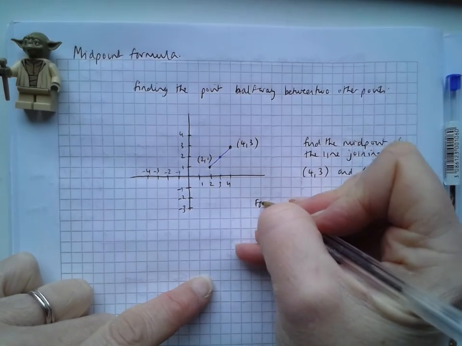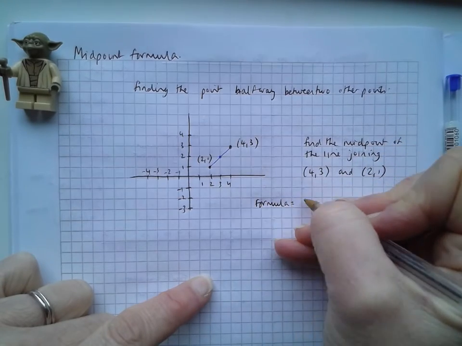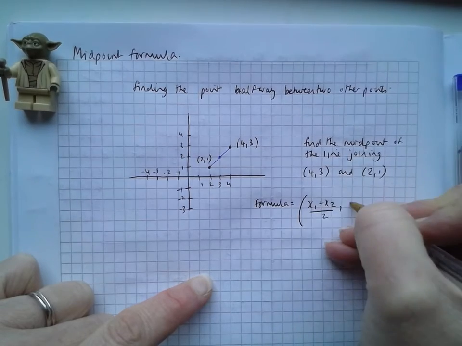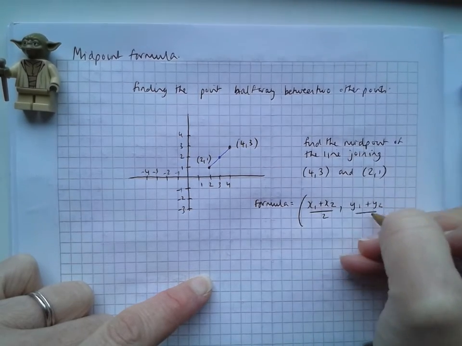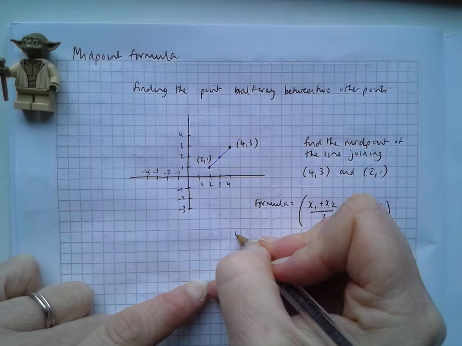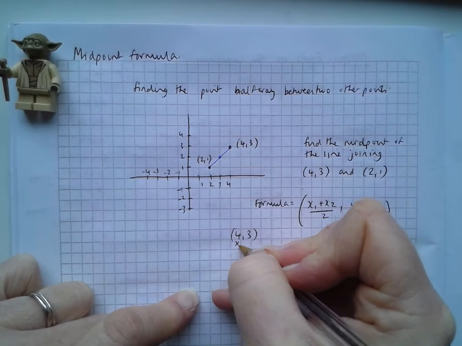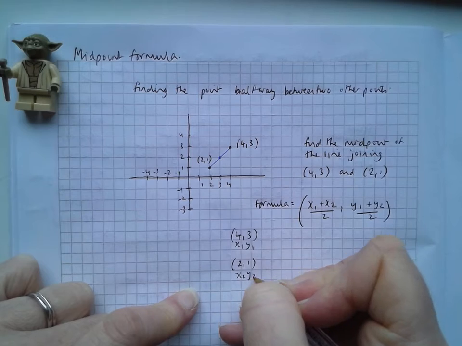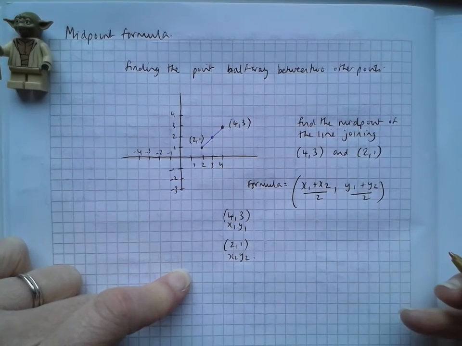And the formula is in your tables book. x1 plus x2 over 2, y1 plus y2 over 2. So in this case, 4, 3, we're going to call x1, y1, and 2, 1, we're going to call x2, y2. Though as we've said before, it doesn't matter which point you call which label.